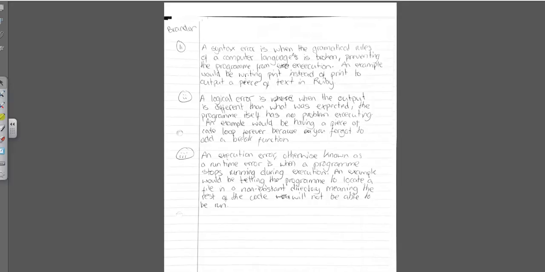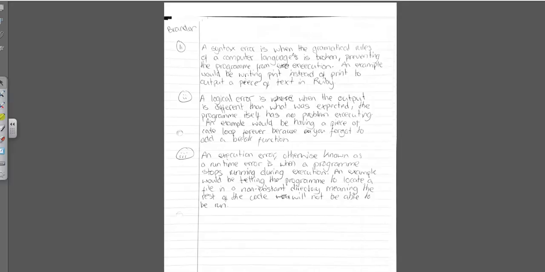That's a tough one, isn't it? We came across that before. The execution error, otherwise known as a runtime error, is when a program stops running during the execution. An example would be telling the program to locate a file in a non-existing directory, meaning the rest of the code will not be able to run unless it has a validation thing.